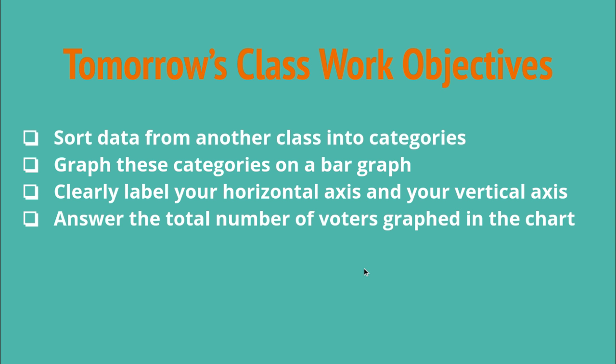Now that we have done a graph together, tomorrow we will be sorting, recording, and graphing data from another first grade class who has already voted for the same question, and you will sort this data into categories just as we just did, then record the total number in each category. And finally, you will graph these categories using the same procedures I demonstrated for you here today. Each of you will be expected to explain to a partner how you found the total number of data points per category after you have finished your graph.